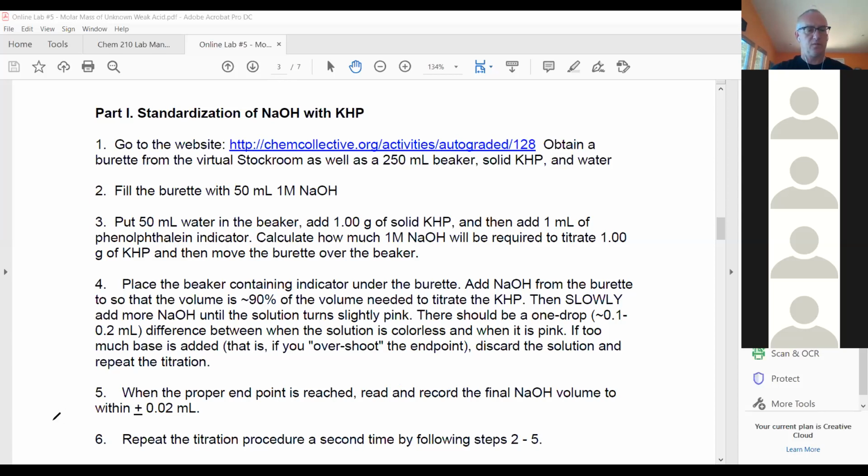So hopefully it's not going to be a problem. For part 1, do we do the same titration like 3 times? Yes. So like 3 trials? Mm-hmm. Okay. Yeah, and you should get, hopefully, the same amount every time.